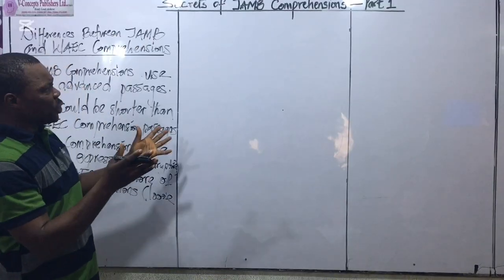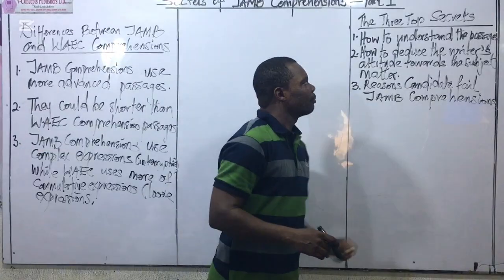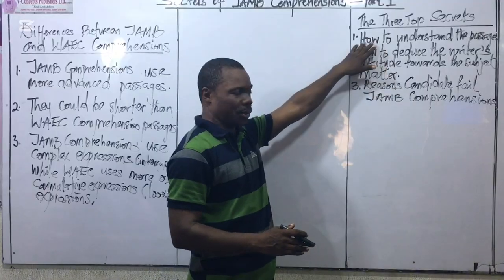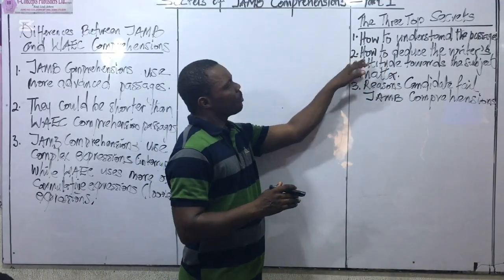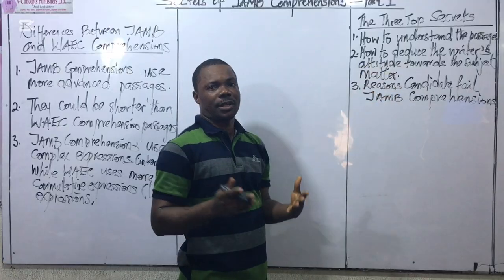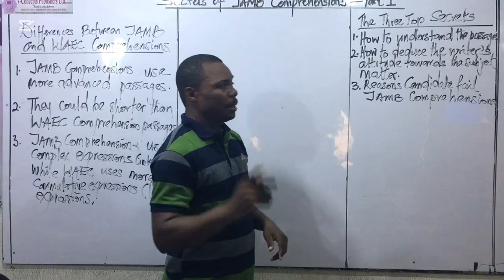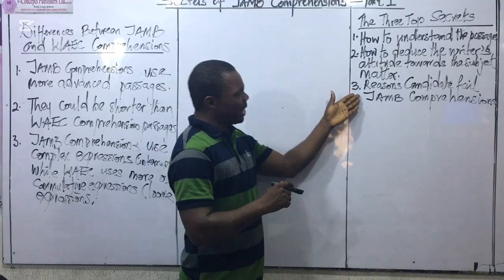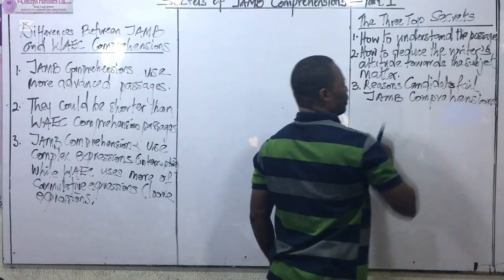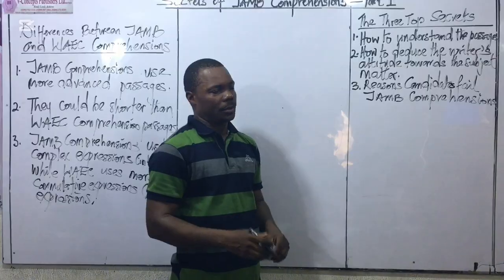So, in this part 1, we are going to be looking at 3 top secrets. Number 1, how to understand JAMB comprehension passages. Then number 2, how to deduce the writer's attitude towards the subject matter. Very important in JAMB comprehensions. Then 3, reasons candidates fail JAMB comprehensions.